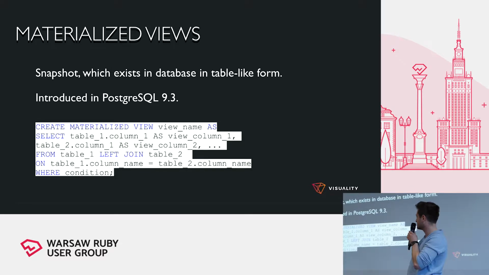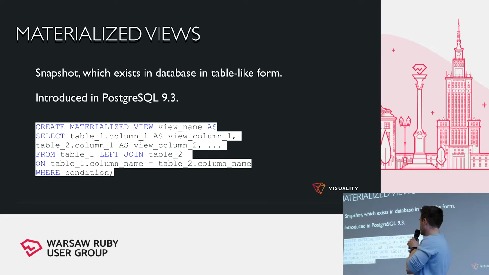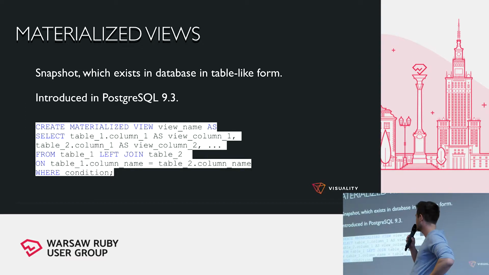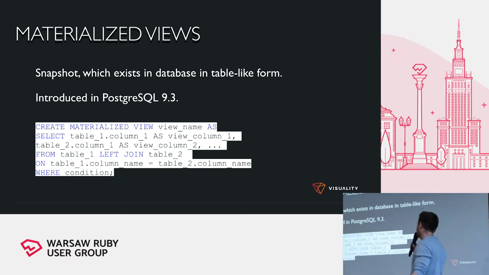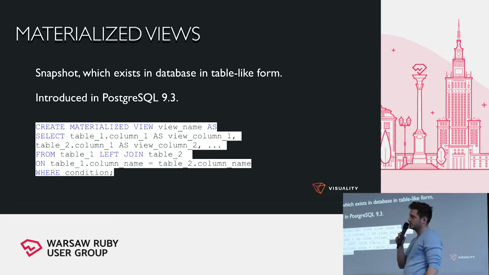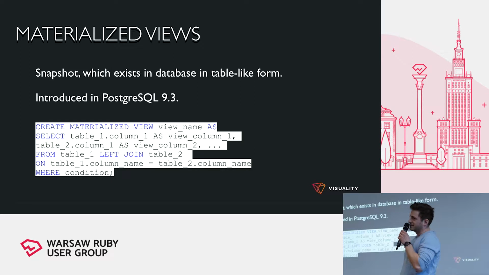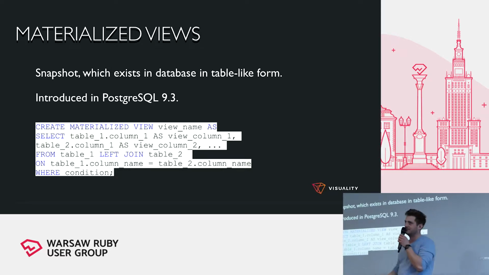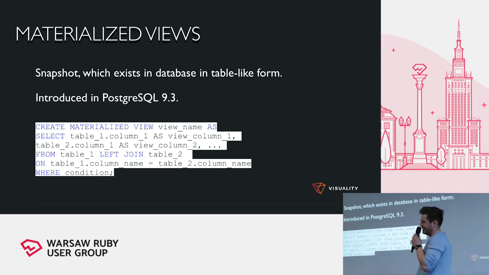And the second way to store our data via views is using materialized views. Mainly I was using PostgreSQL, but they are also in Oracle. There are small differences about refreshing the data. But basically, a materialized view is a snapshot which exists in the database in table-like form. It was introduced in PostgreSQL 9.3. And about construction, you basically just need to add the word materialized, and it is created.